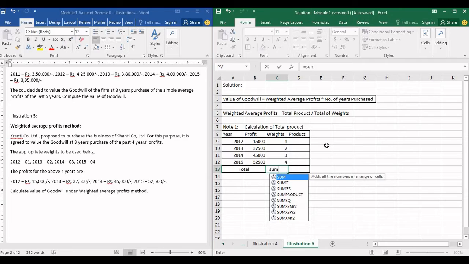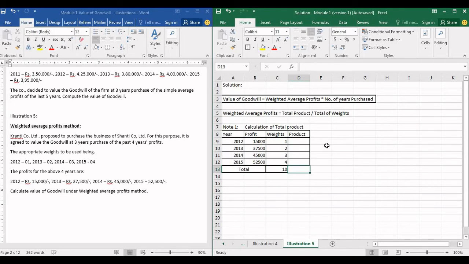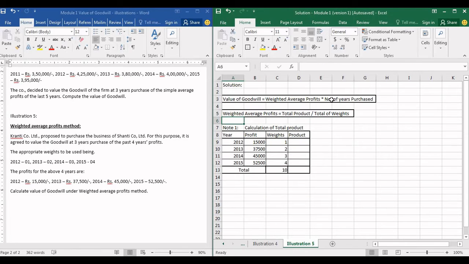Let us find the total of weights. Total of weight is 10. Now before we find the total of product, let us look at the formulas for valuation of goodwill. The formula for value of goodwill is weighted average profits into number of years. So we know the number of years purchased. Goodwill is 3 years purchase. Weighted average profit we need to find out.